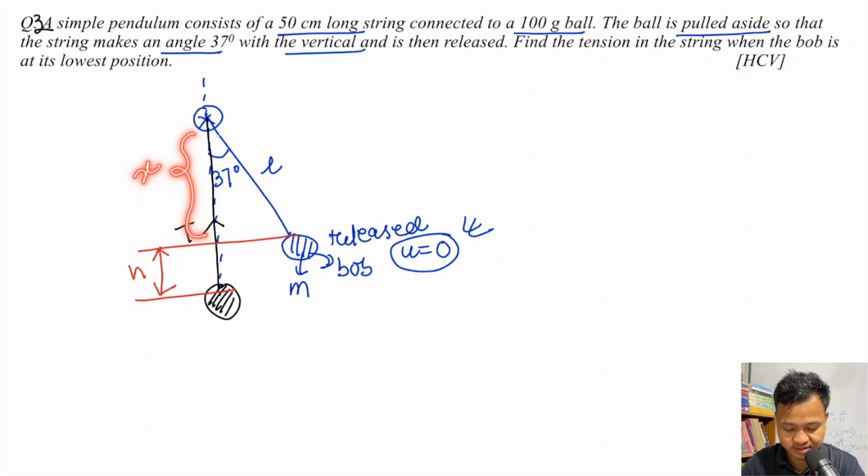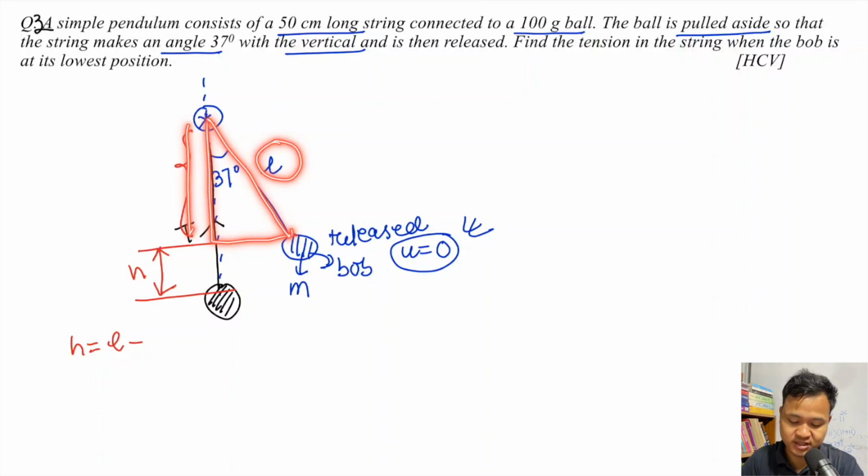Suppose I say this is x. You subtract this x from L, you'll get the remaining. So h will be equal to L minus x. In this triangle, the adjacent side to the hypotenuse relation is cos, so you take cos theta here.